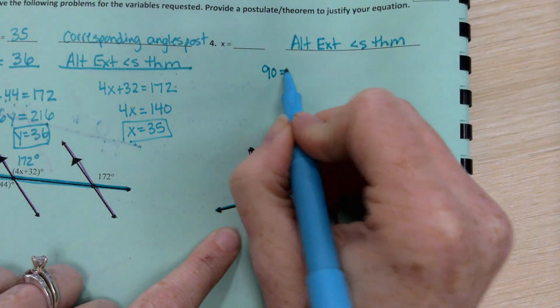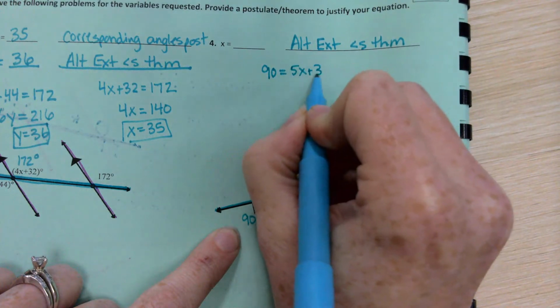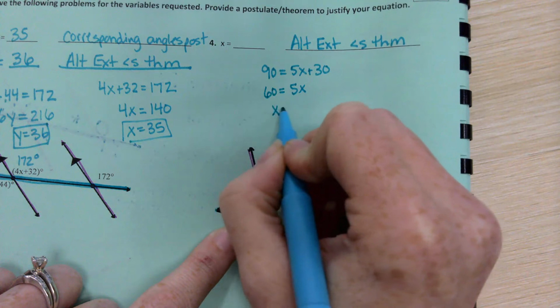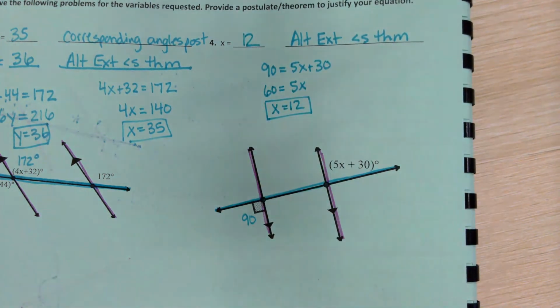So my equation looks like 90 equals 5x plus 30. Subtract 30 from both sides and divide by 5. x is 12.